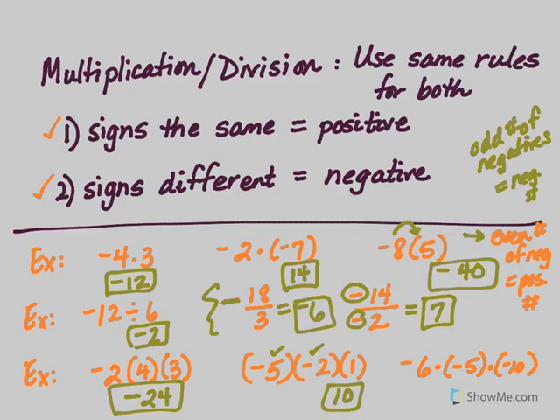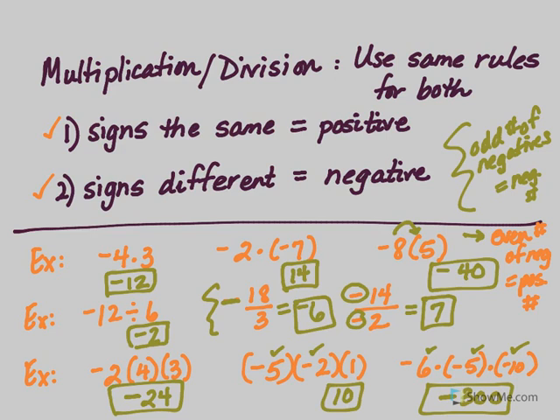On the next one, there's 1, 2, 3 negative numbers being multiplied. So an odd number of negatives means my answer is going to be a negative, so then I just multiply. 6 times 5 is 30. 30 times 10, I just take 30 and add a 0 on the back, and I'm done. So that's a very handy rule to keep in mind.